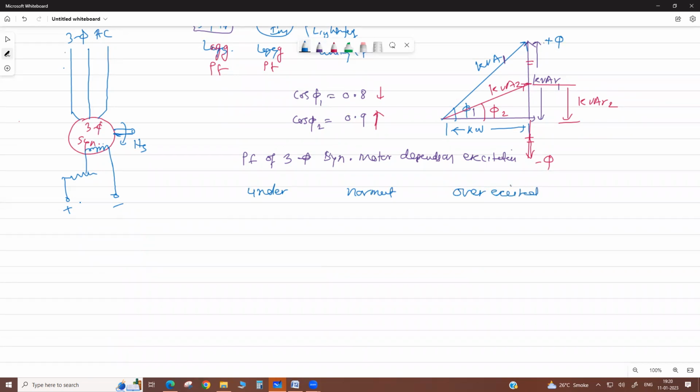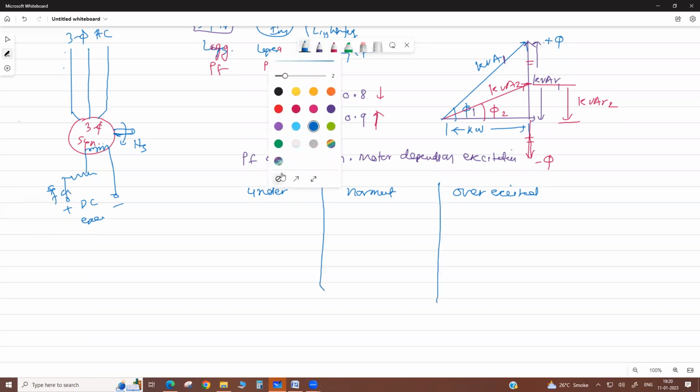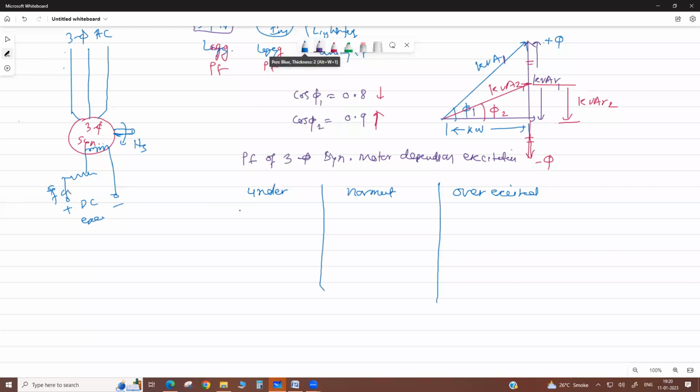If we increase the DC excitation, then the field current IF is increased. Under excitation means a low value of field current. It operates at lagging power factor. If we increase the excitation to a particular level, it starts to operate at unity power factor. Then if we further increase the excitation, it starts to operate at leading power factor.